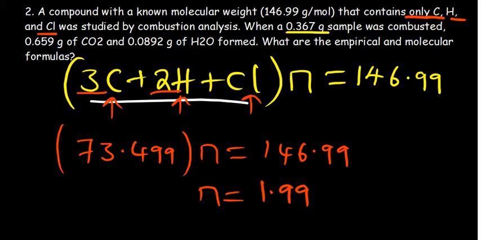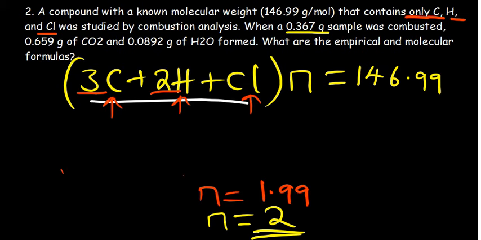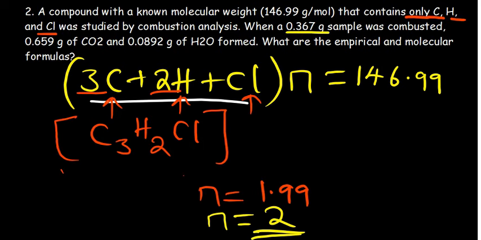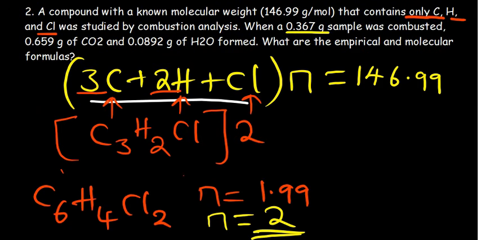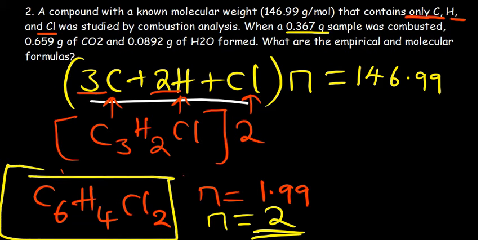So if you round off, we need to make sure our n is always a whole number, so the answer is a 2. So a 2 would have to be multiplied by the empirical formula, which was C3H2Cl, right? Multiply all the subscripts by a 2. So we have C6H4Cl2. This is exactly what the molecular formula is. The molecular formula shows the exact number of atoms contained in the compound, while the empirical formula gives us them in the lowest common ratio.